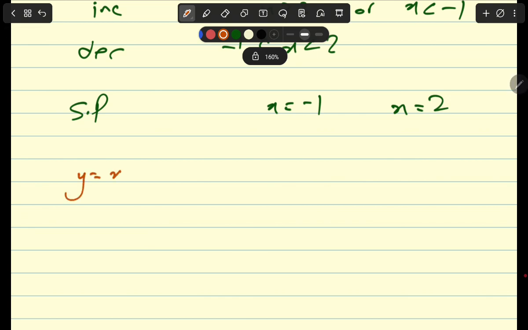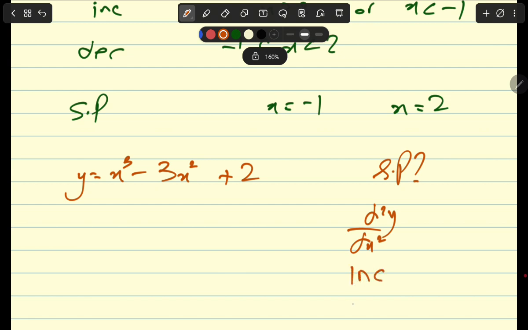Let's say you have y equals x cubed minus 3x squared plus 2. Now, I want you guys to solve it, differentiate it. So find stationary points, find the second derivative, find where it is increasing, where it is decreasing, and sketch it.